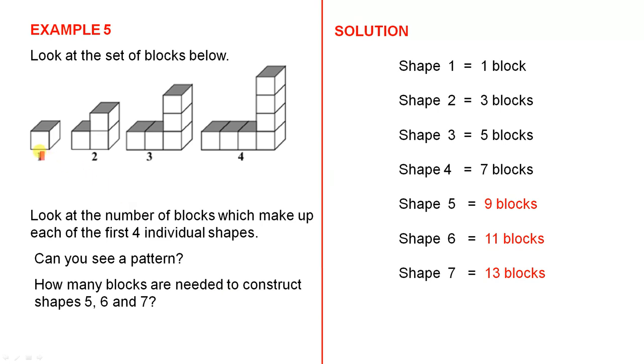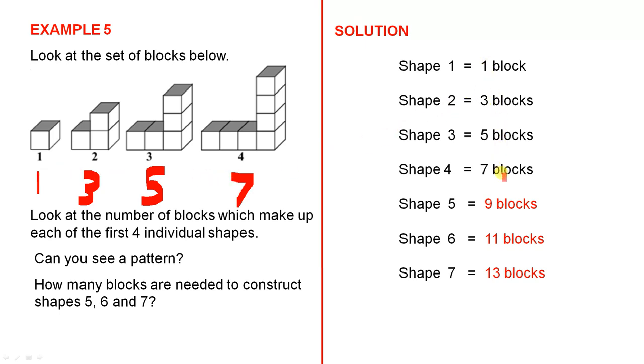Well, can you see shape number 1? How many blocks are there? 1. Shape number 2, count the blocks and you get 3. Shape number 3, 5 blocks. Shape number 4, 7 blocks. So look at this pattern, 1, 3, 5, 7. In other words, the odd numbers.